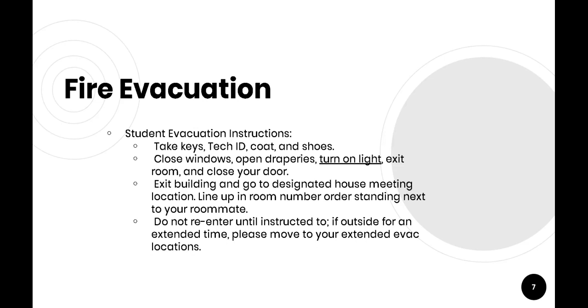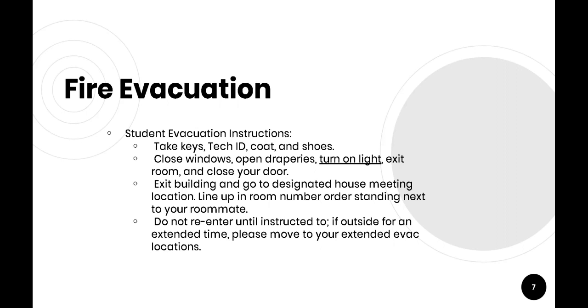What we tell students to do, and that you should do too in case of an emergency or a fire evacuation, is take your keys, your ID, appropriate clothing for the weather. So that might be a coat or shoes. Closing your window, open the draperies, turning on the light, and then closing your door. And that helps us to isolate the fire and also understand who's in the building.